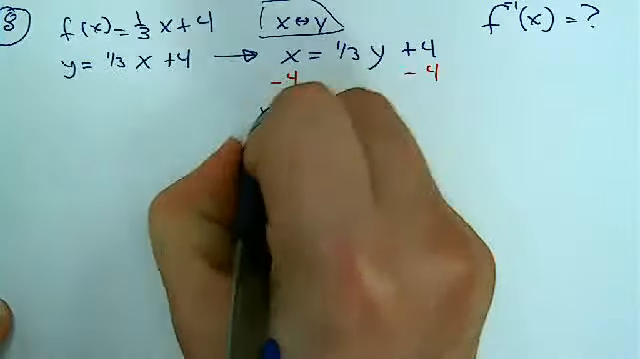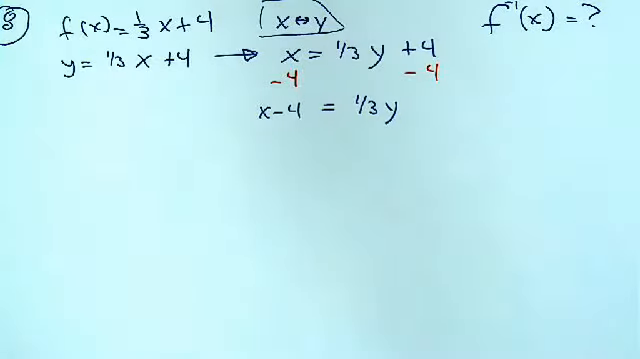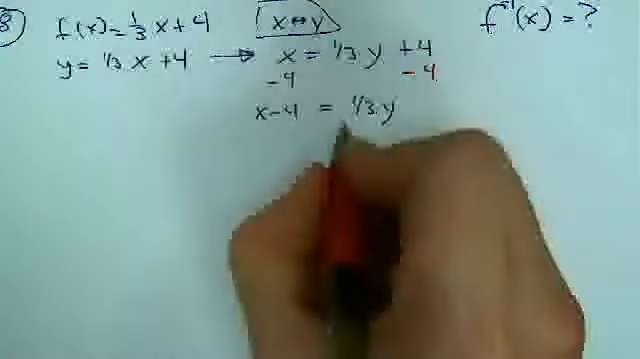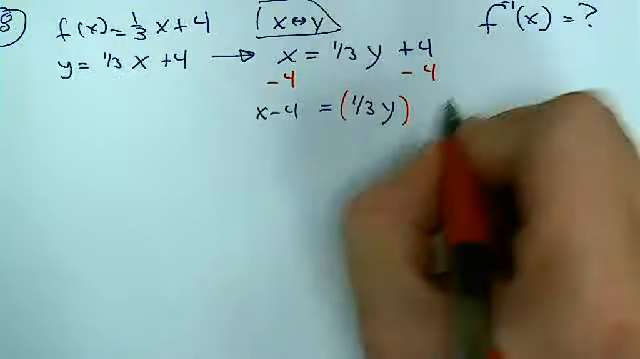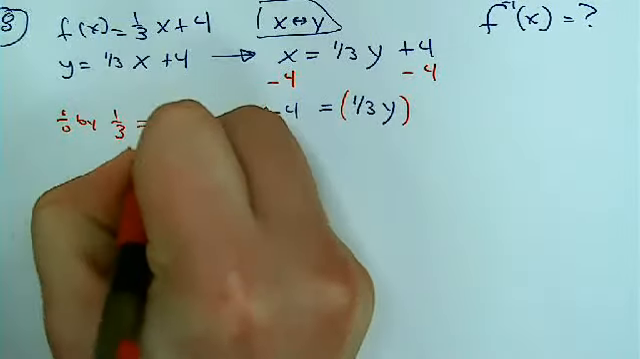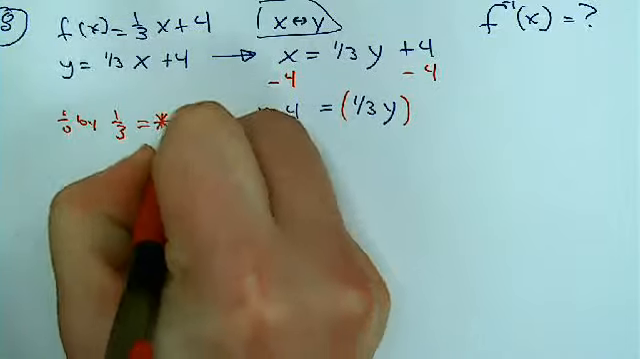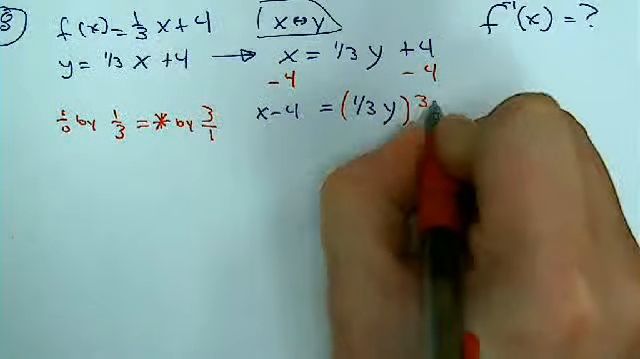So that gives me x minus 4 is equal to 1/3 y. Now what? You multiply 1/3 by 4. Yeah, the reciprocal. You're right, you're multiplying by something. Whenever you divide by a fraction, so dividing by 1/3 is the same as timesing by the reciprocal. So I multiply both sides by 3.